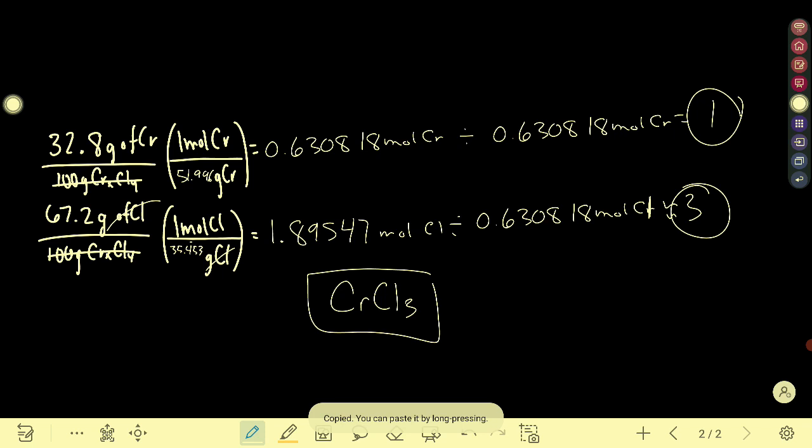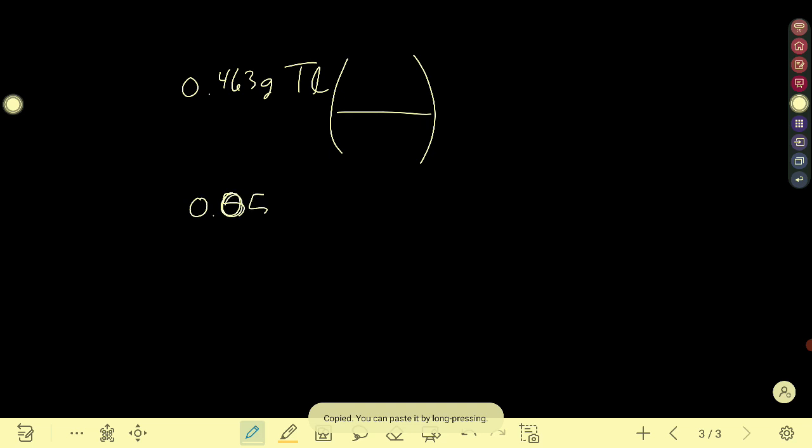All right, now let's go on and try number 3. Go ahead and get your number 3 set up. Notice it's saying that that is number 81 in your periodic table, which is thallium, not tellurium. All right, so it's starting with 0.463 grams of Tl. Okay, we know we're going to take it times the molar mass. And then 0.0544 grams carbon. Again, molar mass.